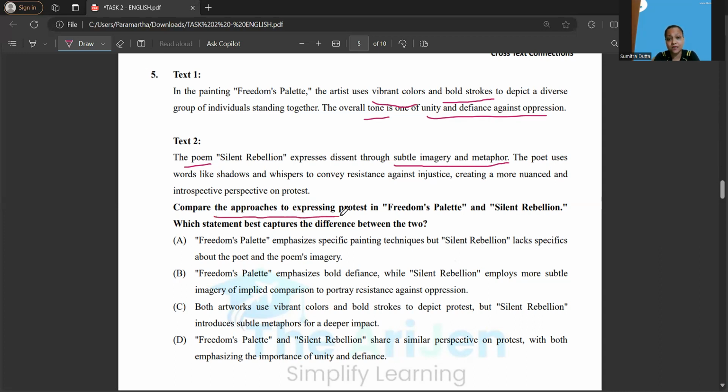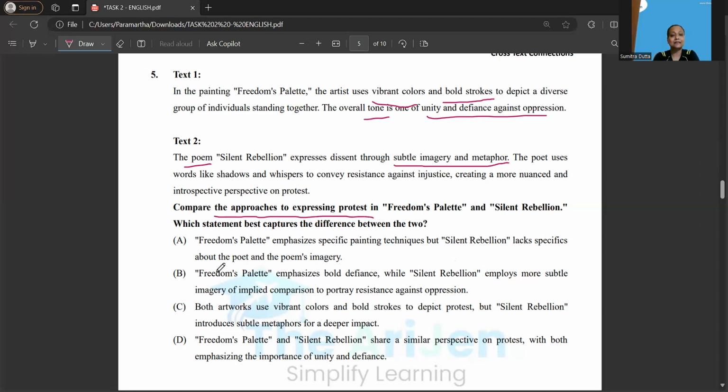Compare the approaches to expressing protest in Freedom's Palette and Silent Rebellion. Approaches to expressing the protest. So we have to compare the painting and the poem, how they actually express their ideas to protest, and we have to find the difference, right? Which statement best captures the difference between the two? So something they used in the painting, something in Silent Rebellion has been used to actually enunciate the process of protest.